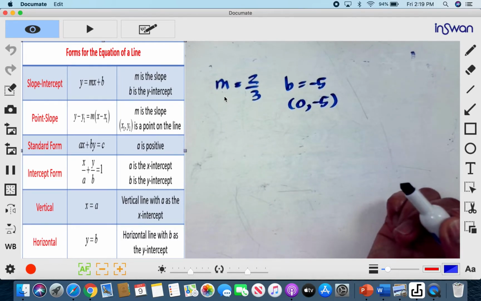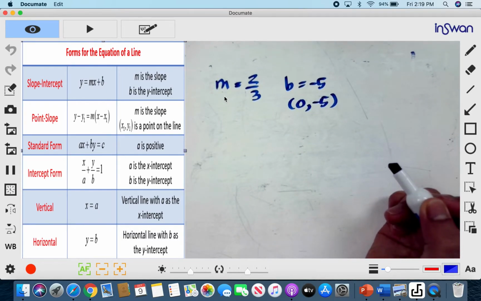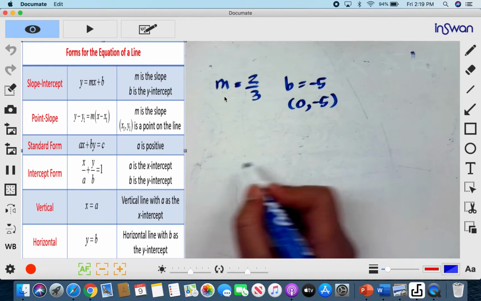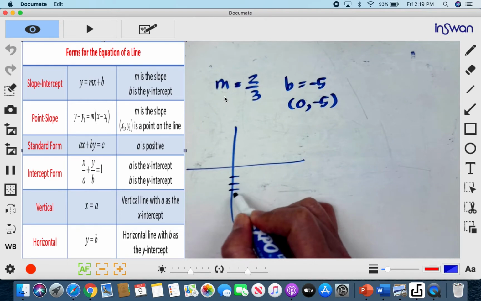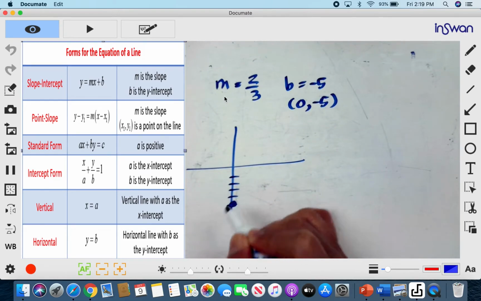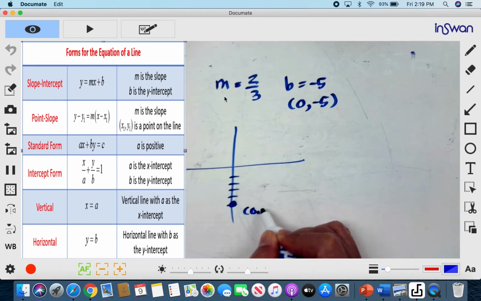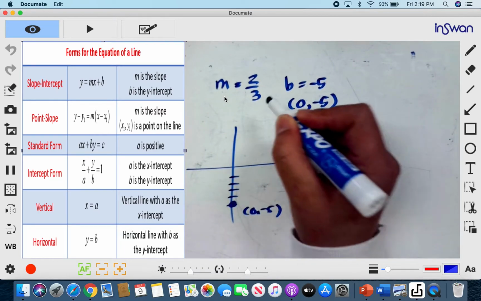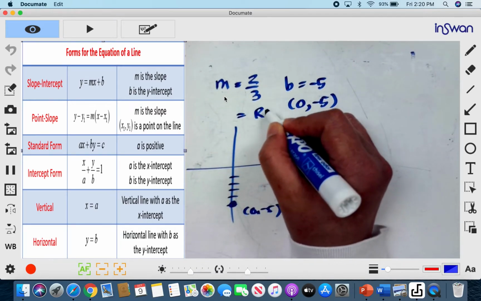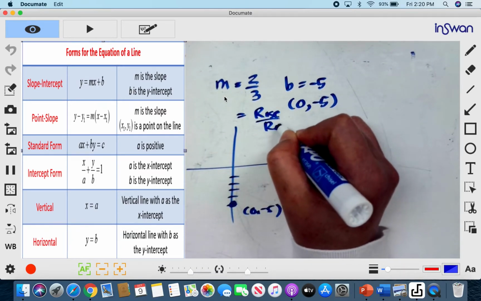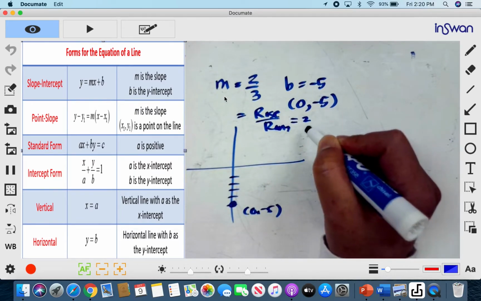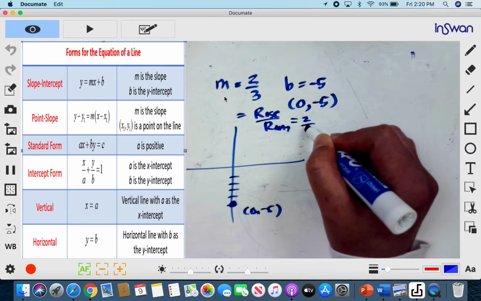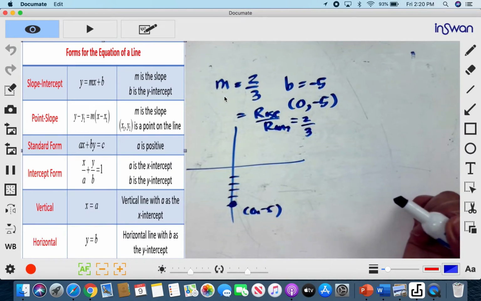And it's always best to draw the line so that you can visualize it. Not only memorize it, but know how to visualize it. So you have (0, -5). So the graph passes through (0, -5). And the slope is 2/3. And we know that the slope is rise over run. And so therefore, the rise is 2. It means the graph from the y-intercept will go up by 2. And then run is 3.